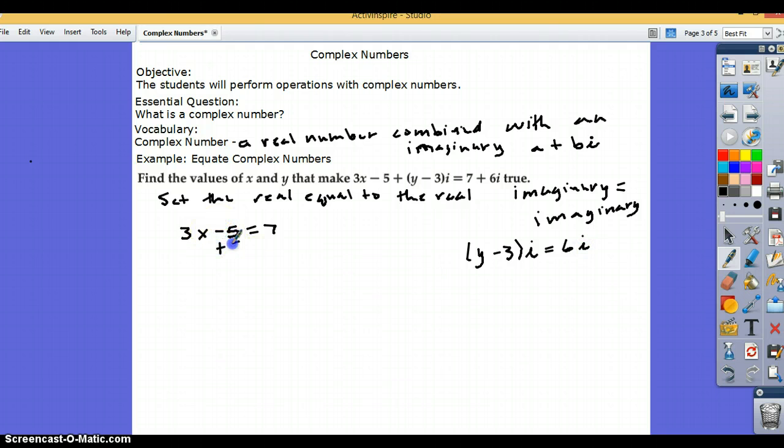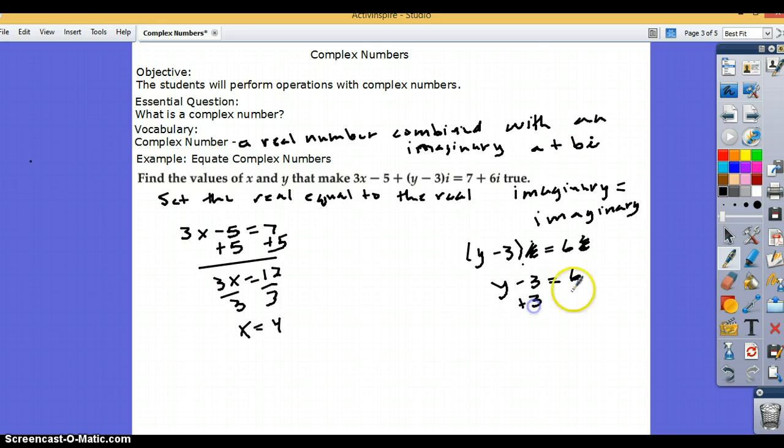All right, so here we solve like we normally would. So 3x is equal to 12, divided by 3, and x is equal to 4, right? Okay, so here you can think of this as saying the i's are going to cancel each other out and saying that y minus 3 is equal to 6. So we're going to add 3, y is equal to 9. Those are our x and y that make that true.